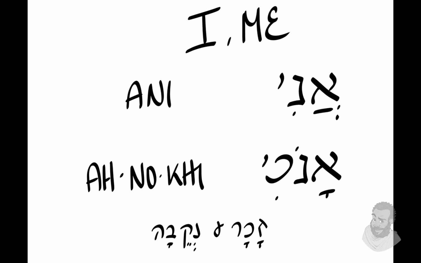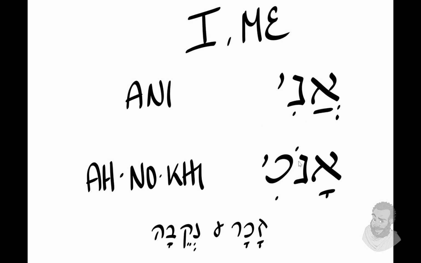Within this video, we will be speaking about kinuyim, or pronouns. There are a few other things that I'd like to talk about, so let's get started. So the first pronoun we have is me, or I. And the way we say that is ani.